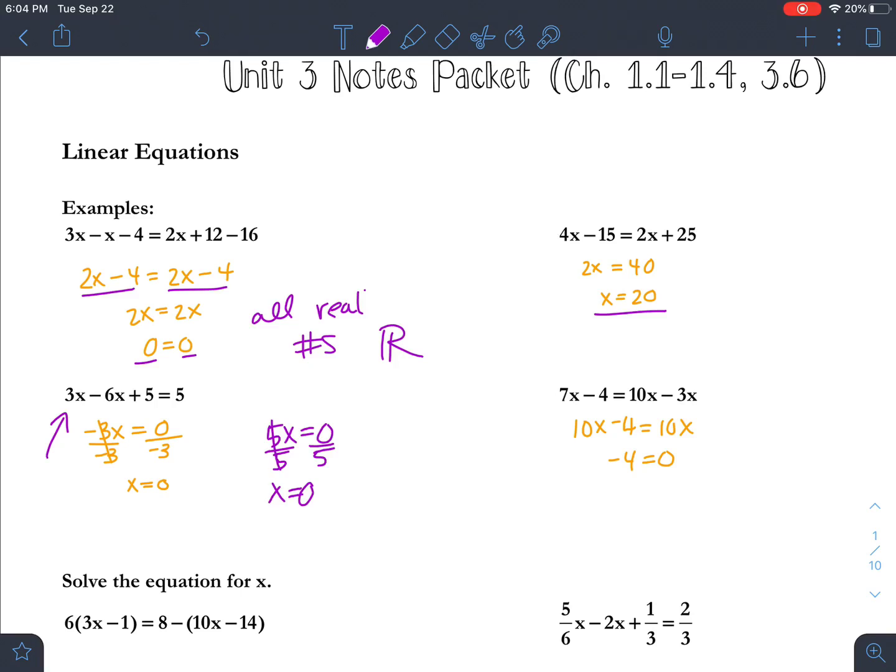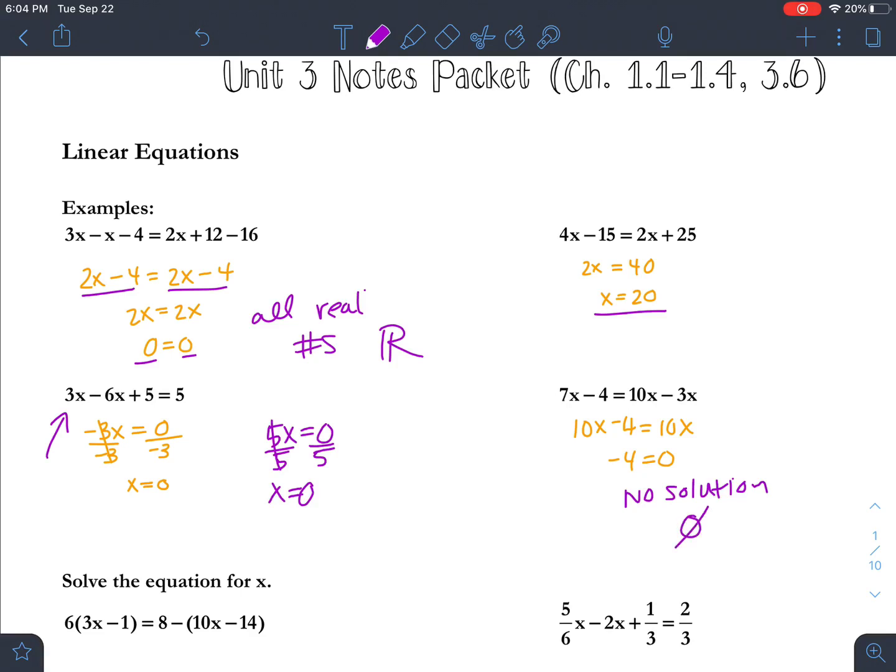Now, one that's a little more interesting is the last one here, which what happened, we got negative 4 equals 0. This is a false statement, right? Negative 4 is not equal to 0. So this is a no solution, and you can either write no solution or you can use this symbol.